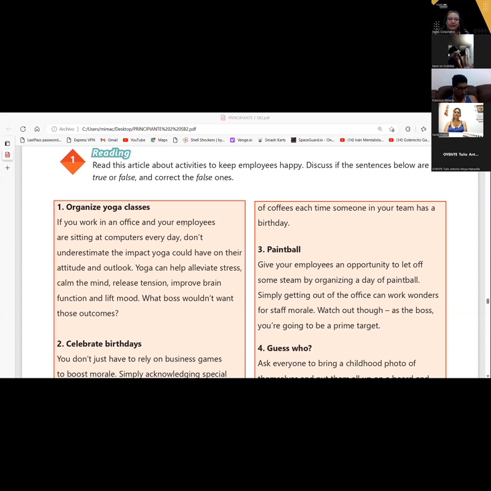Organize yoga classes. If you work in an office, and your employees are sitting at computers every day, don't underestimate the impact yoga could have on their attitude and outlook. Yoga can help alleviate stress, calm the mind, release tension, improve brain function, and lift mood. What boss wouldn't want those outcomes?